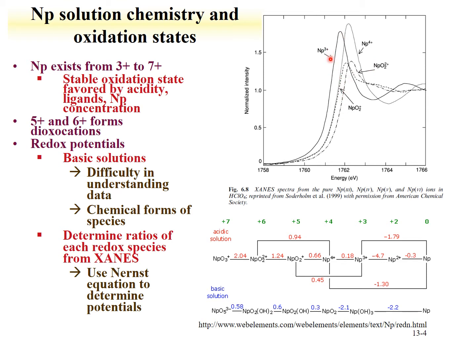And we see the Neptunium-3 absorbs early, and the 4, the 5 and the 6 have a behavior that's indicative of this yl oxygen. And this information can be used to determine the ratio of different oxidation states in the solutions examined, and by using the Nernst equation, the redox potentials can be determined.